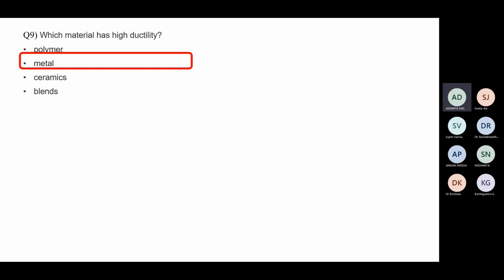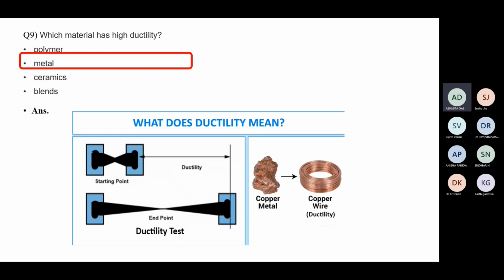So what happens? This is the property that shows when we apply more tensile stress. If the material breaks without stretching, it is called a brittle material. Whereas if it stretches a lot, we consider it a ductile material. This is the test for ductility. This is the starting point and this is the tensile force we are applying. Based on how much it stretches, we can measure the ductility. So the correct answer here is metal.